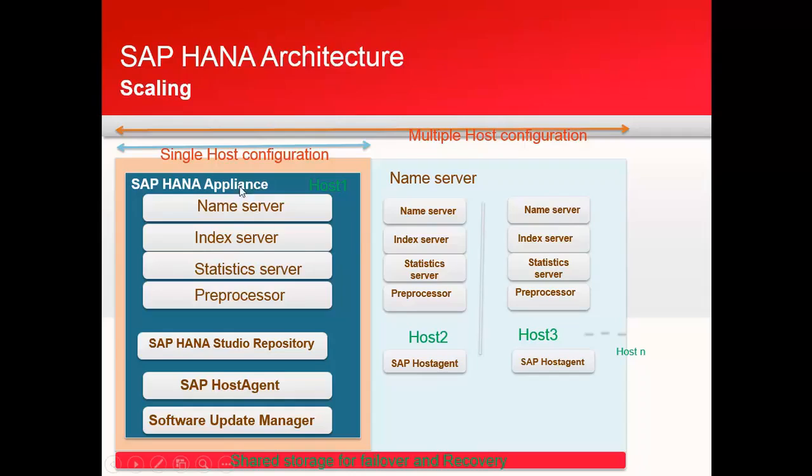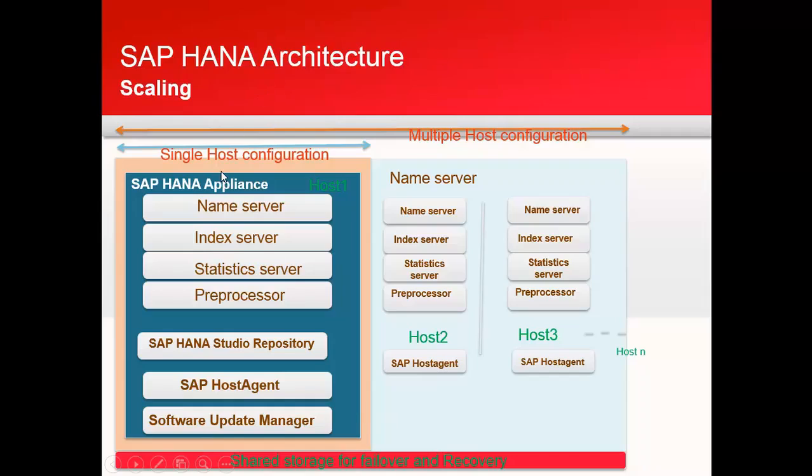Here you can see a single host configuration, which has host 1. We have your name server, index server, static server, preprocessor. Then we have the other components like the software update manager for updating and patching work, host agent for connecting to Solution Manager. Then we have the SAP HANA Studio repository. So this is a typical single host configuration.